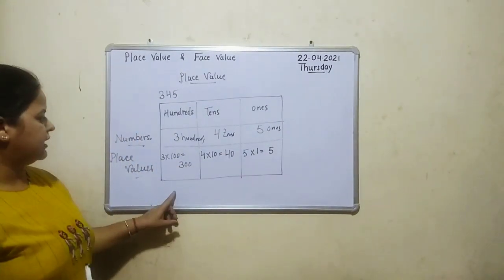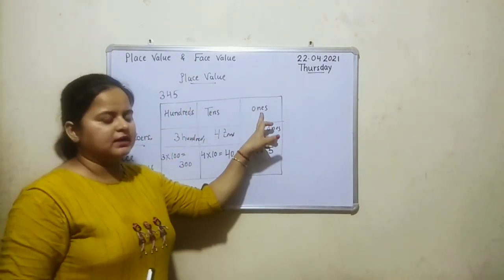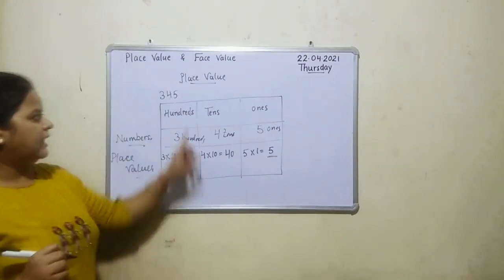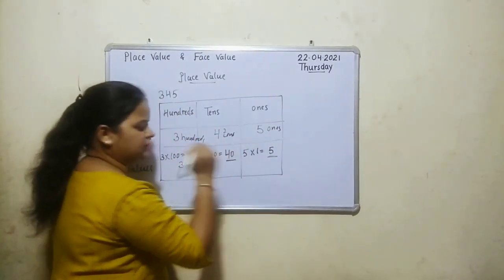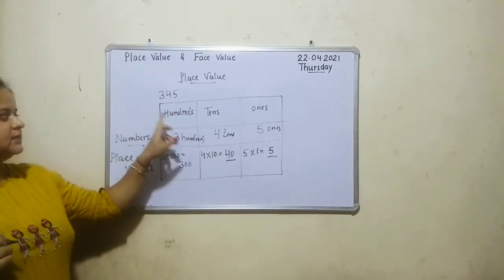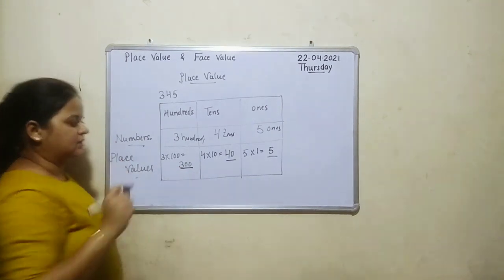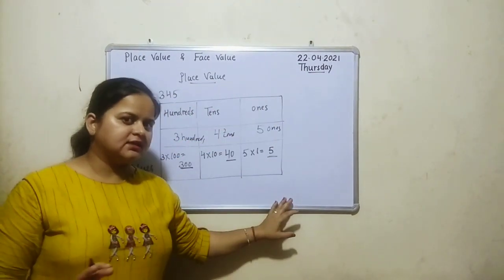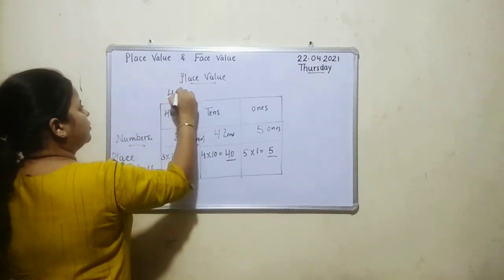Now look at the place value of the digits. When the 5 is ones, so the value of 5 is 5. And 4 is tens, so value of 4 is 40. And 3 is hundreds, so the place value of 3 is 300. You all understand this? Here I have one more example.